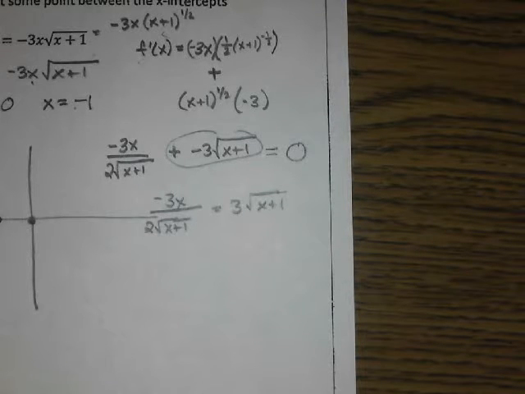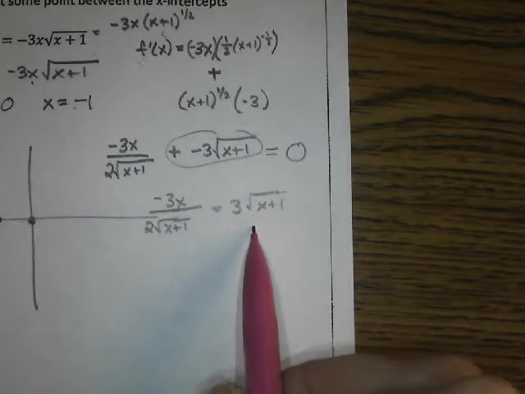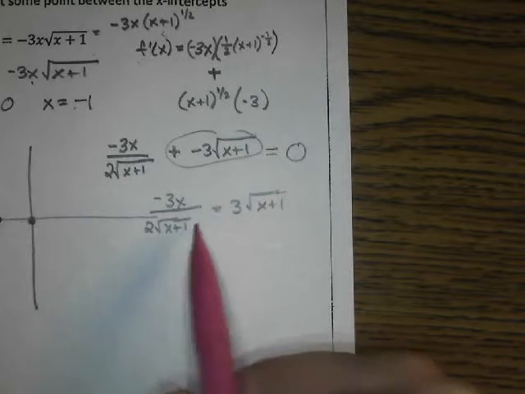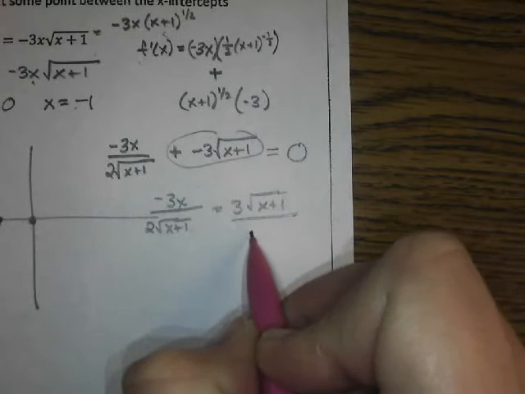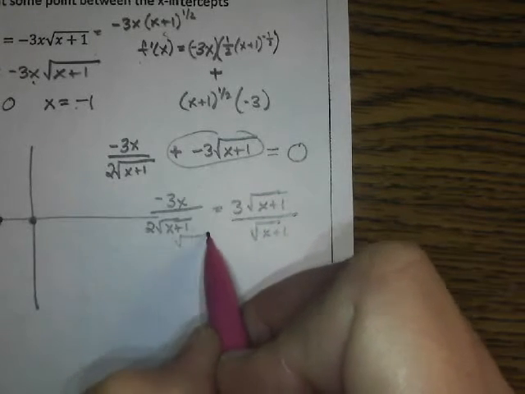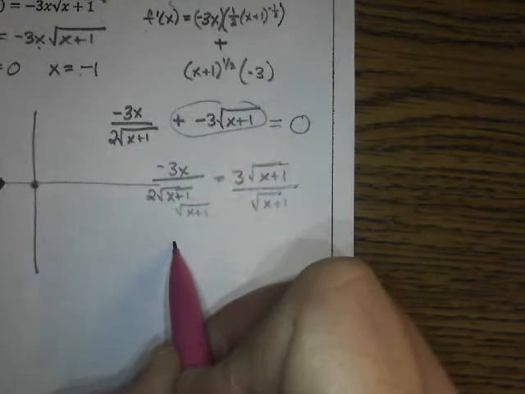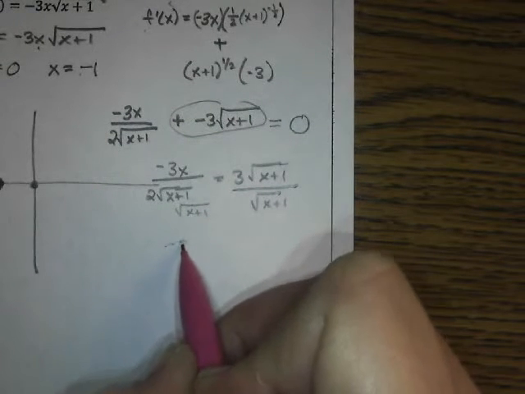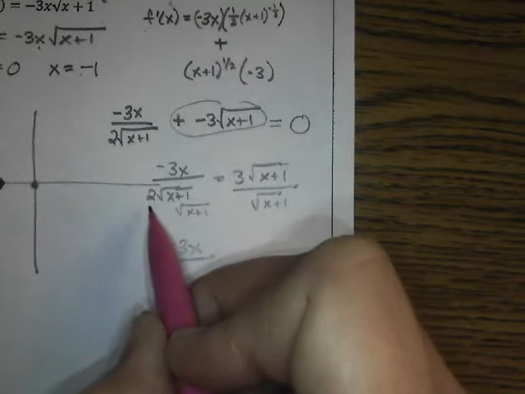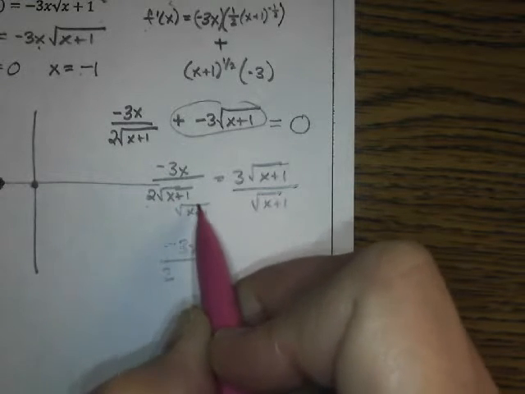When you divide this by root x plus 1, that'll cancel. When you divide this by root x plus 1, I'm a little... What's that going to do? So -3x over 2, and then this root x plus 1, when you divide it, you put it in the denominator, it becomes x plus 1 equals 3.